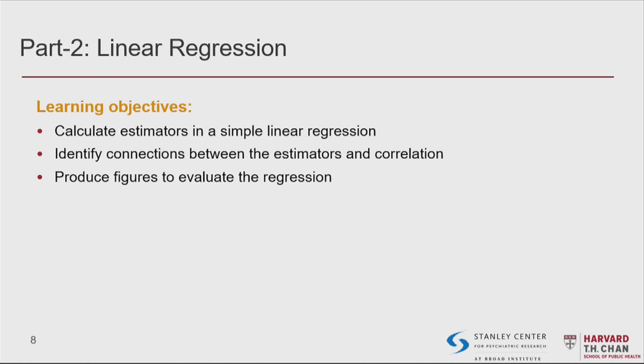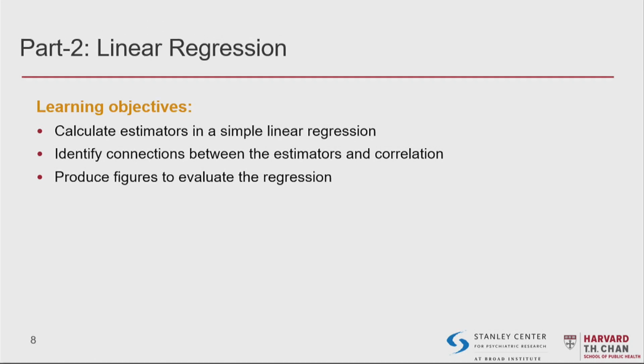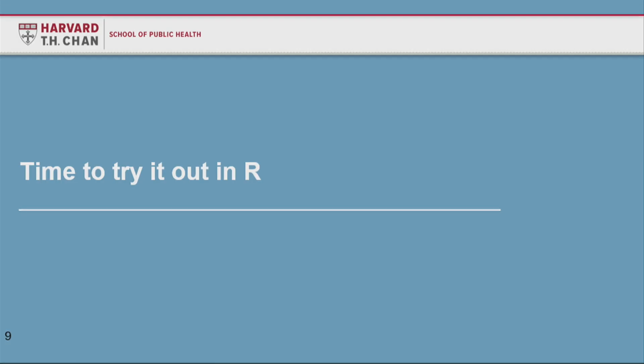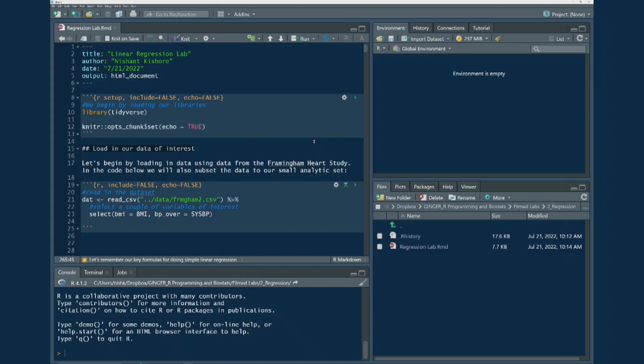These sets of labs are produced in order and may refer to previous sections. Linear regression. In this section, we will calculate estimators in a simple linear regression. By simple linear regression, I mean one predictor, one outcome. We will identify connections between the estimators and correlation, and we'll produce figures to evaluate the regression. So let's go ahead and try it out in R. All of our labs are run through an R Markdown format. This allows us to work in little chunks of code and view our results in line. To begin, we're going to simply load the package tidyverse, which is a package of packages that gives us things like dplyr and other packages or libraries that might be useful for us to work in R.